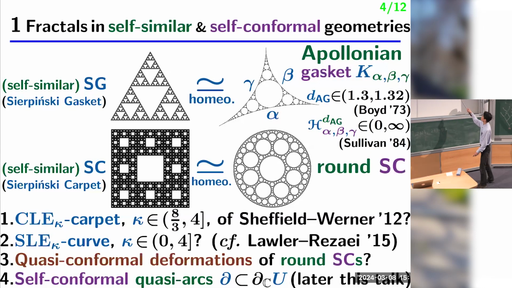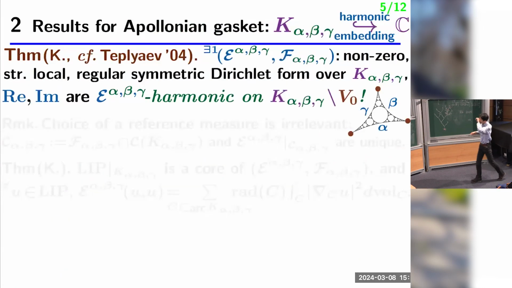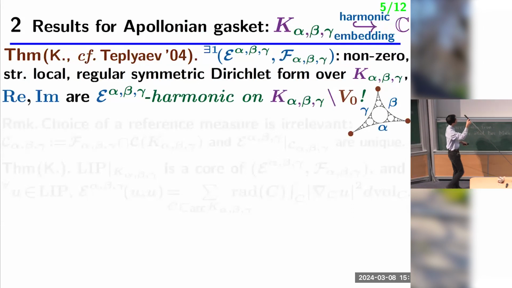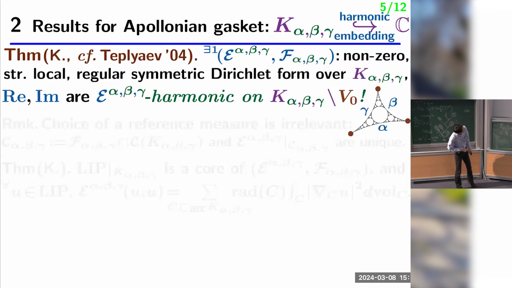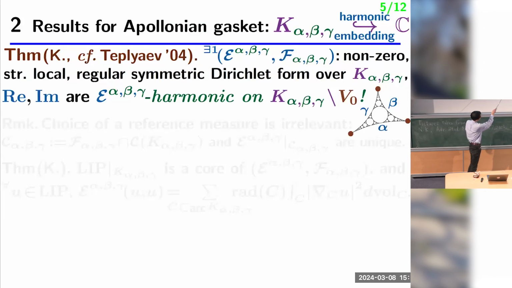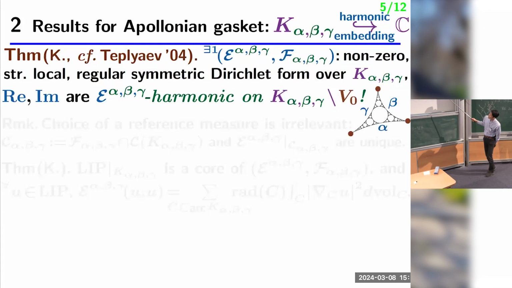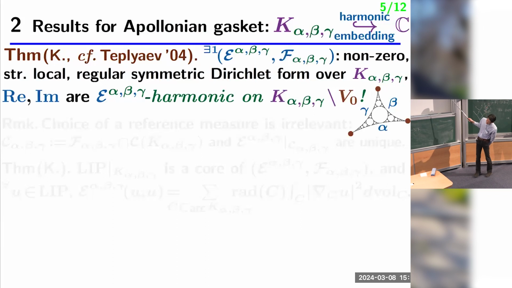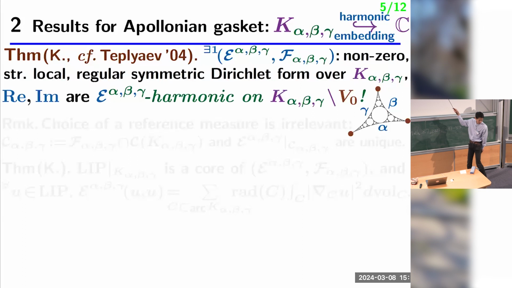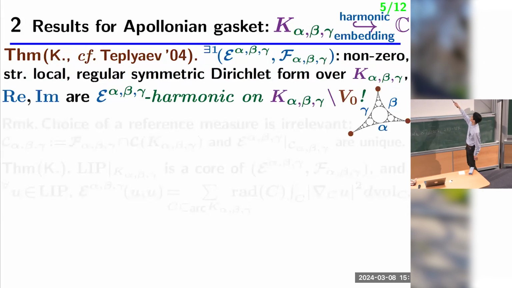Anyway, let's start with these circle packing cases. In this case, the situation is somewhat clear. We start with the case of the Apollonian gasket. Here, the first construction of a nice Laplace operator was given in Teplyaev's paper. He proposed the following construction.